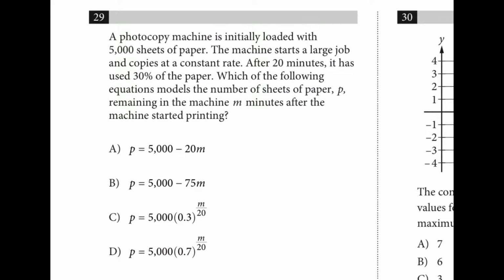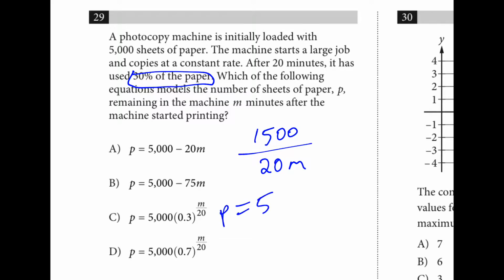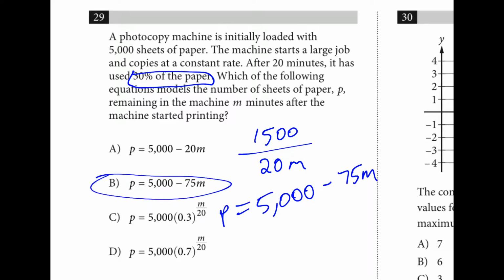5,000 sheets of paper, used up 30% of that. So 30% of 5,000 is 1,500. So 1,500 per 20 minutes. So we start off with 5,000, and if we take 1,500 divided by 20, we are subtracting 75 pages per minute. B is the best choice. This is a linear relationship. You don't need C or D's exponentials.